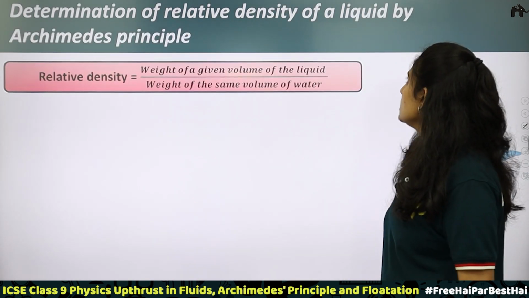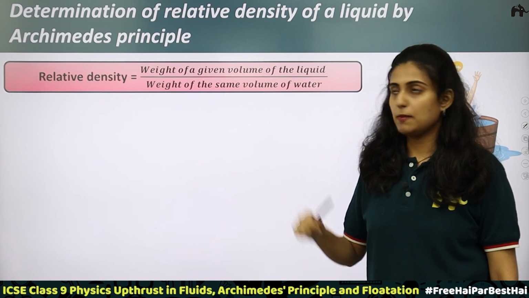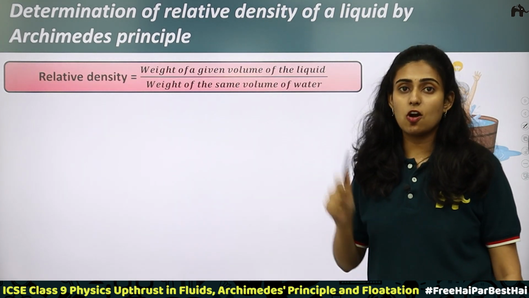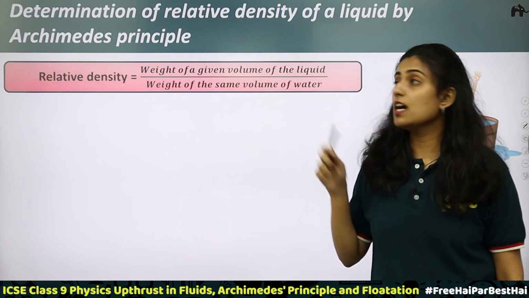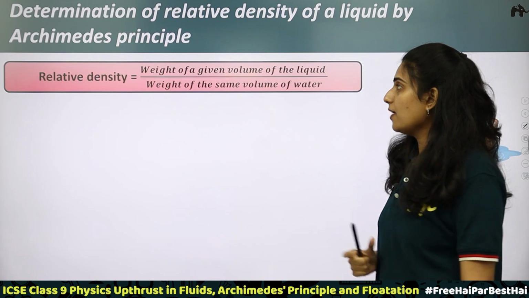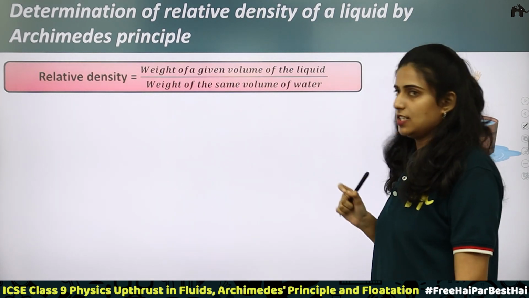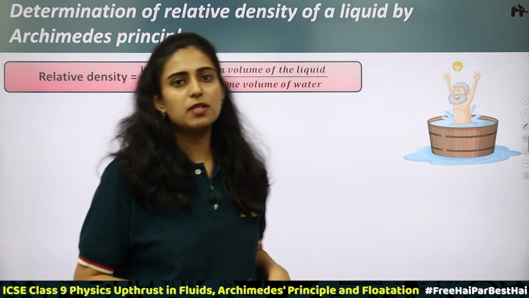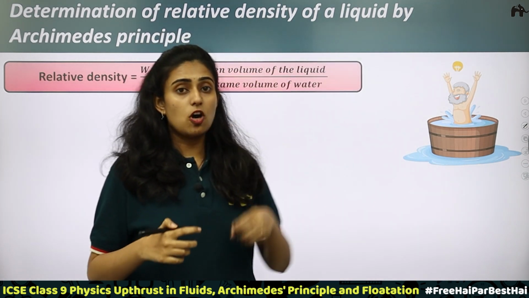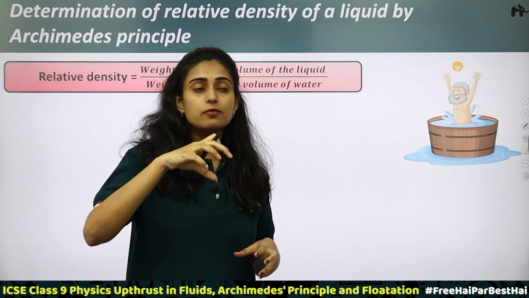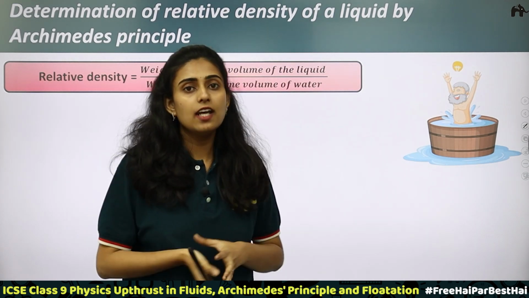Determination of relative density of a liquid by Archimedes principle. By now we have discussed the procedures to determine the relative density of a solid by Archimedes principle, whether it is a soluble solid or an insoluble solid. We know the procedures. Now how to find the relative density of a liquid using Archimedes principle. According to Archimedes principle, when an object is immersed in a liquid, what happens? Equal volume of the liquid or water will get displaced.